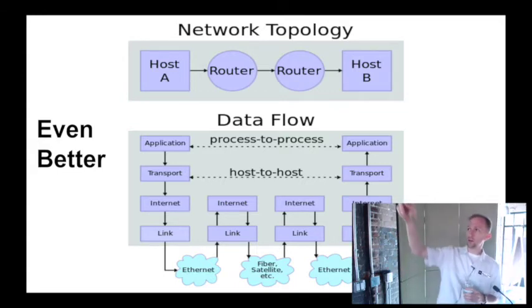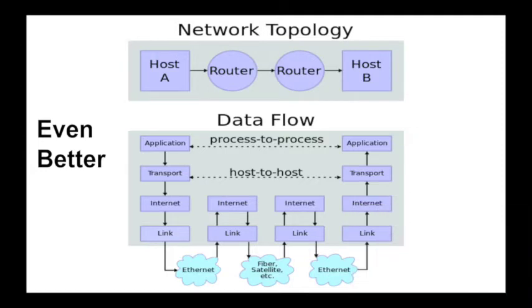You have the two applications, and they're at a level where they only know about each other, talking to each other. You have this next level down, which is the transport. They know about the host part. And you have the internet part, all at the same layer. And you have this physical part, again, all at the same layer.